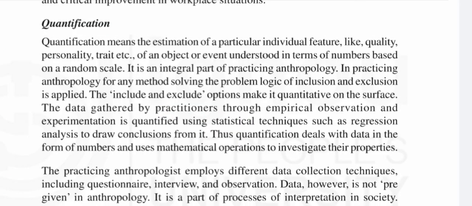Today we are going to discuss Practicing Anthropology by MAAN IGNOU, and our topic is quantification. Quantification means the estimation of a particular individual feature like quality, personality trait, etc. of an object or event understood in terms of numbers based on a random scale. It is an integral part of practicing anthropology.